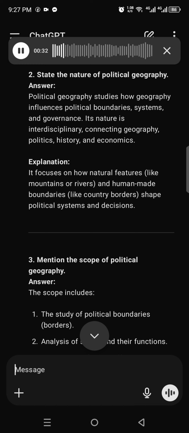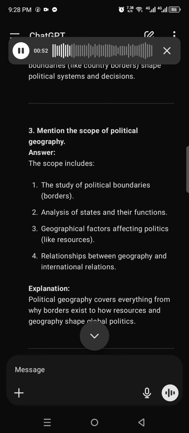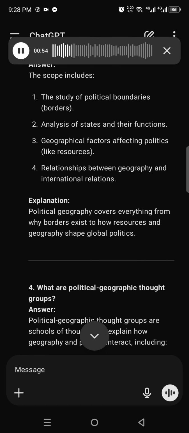3. Mention the scope of political geography. Answer. The scope includes: 1. The study of political boundaries, borders. 2. Analysis of states and their functions. 3. Geographical factors affecting politics, like resources. 4. Relationships between geography and international relations. Explanation. Political geography covers everything from why borders exist to how resources and geography shape global politics.